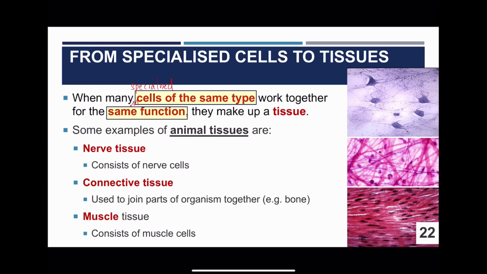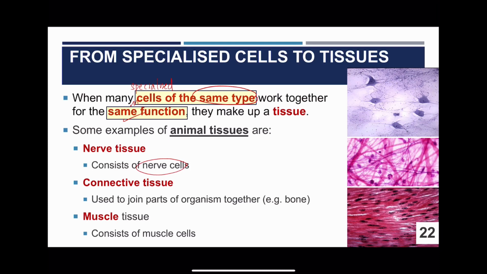Okay, so as long as you have a group of cells of the same type, we want to highlight all the words that are in the yellow boxes, and they are working together for the same function, we should term this as a tissue. So some examples of animal tissues are nerve tissues. Now since it's called nerve tissues, it must only be made out of nerve cells.